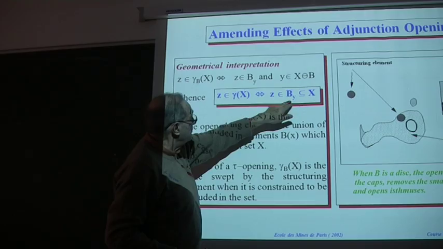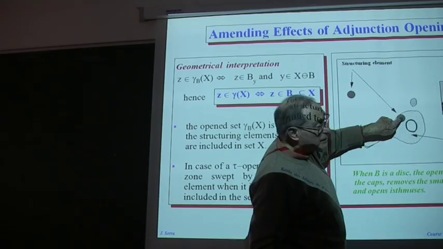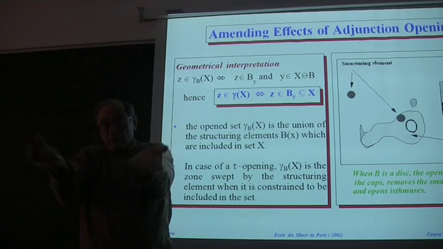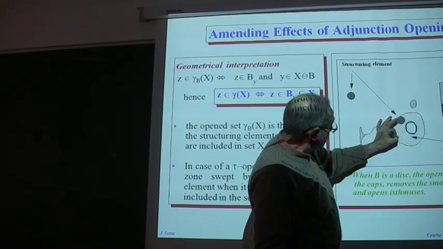It means, in other words, that you take all the b which are included in x, and no longer the center, but all their points, because we have just the center by the erosion, and by the dilation, we have all the points. So it is the zone of the initial set which is swept by the structuring element when it moves over the space, taking all the possible locations.